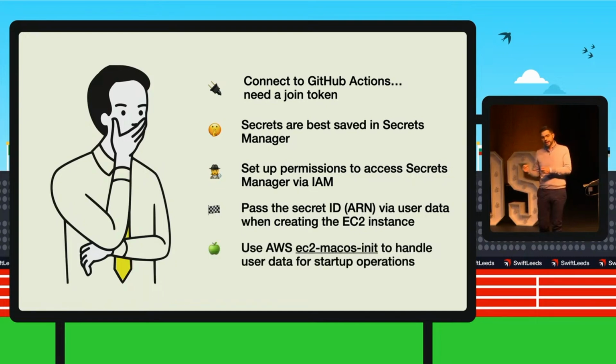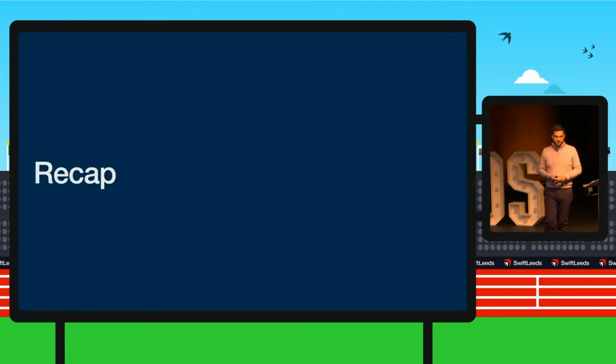And in order to do that, you need to use another tool from AWS, EC2 macOS init, that handles the different startup operations, because macOS is different from Linux. So once you start playing with this thing, you see that they are all connected, and you start learning more and more about the cloud.